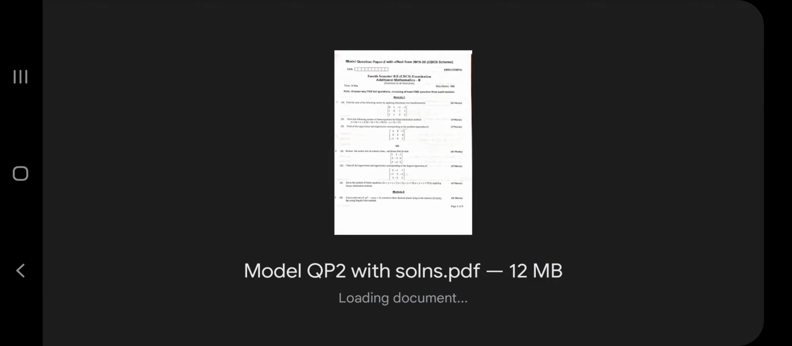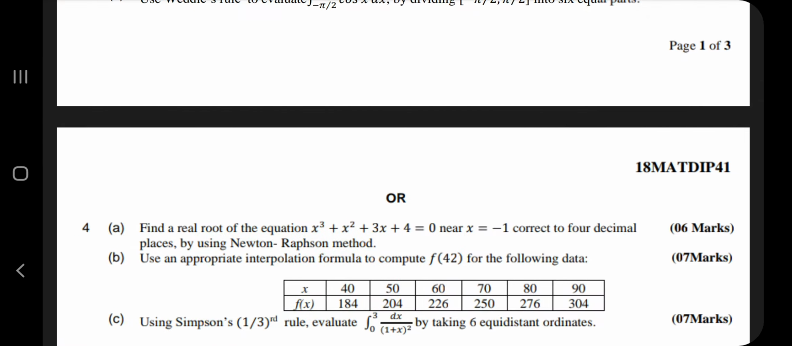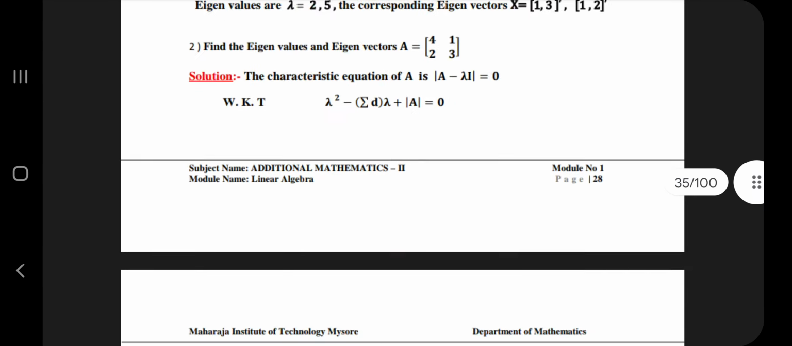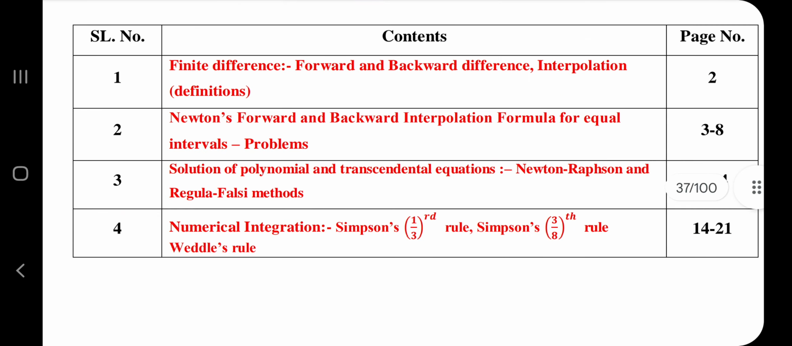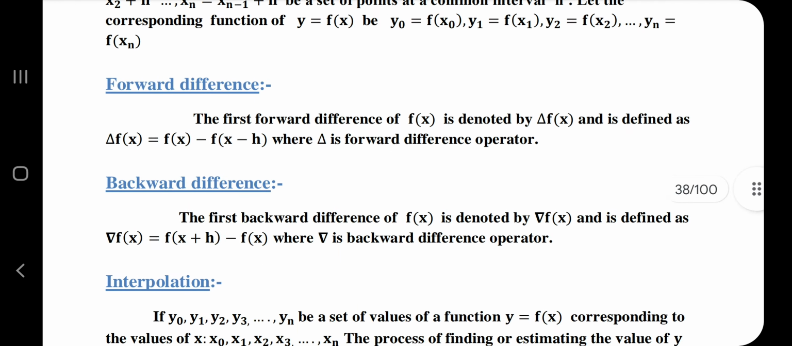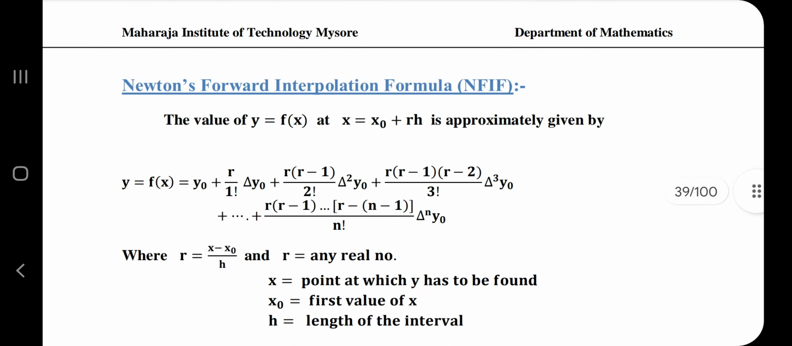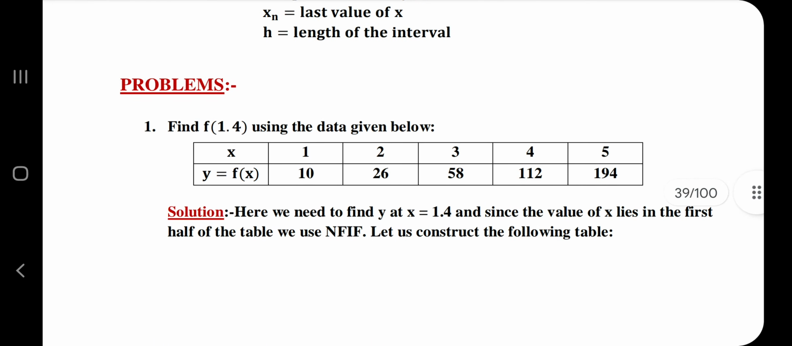In model question paper 2 also, you will find the same type of questions. Let's have a look at how you are going to solve the different types of questions that are asked. Let's get started with the first one, which is finite differences, forward and backward difference, interpolation and its definitions. Let's directly move on to the questions and I'll explain how you are supposed to solve the problem.